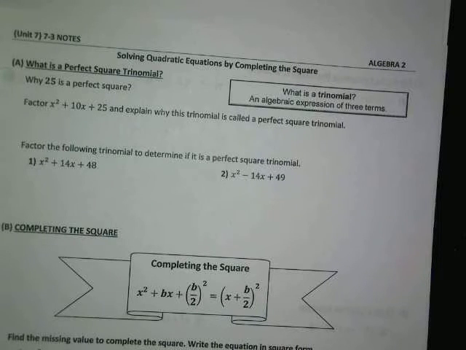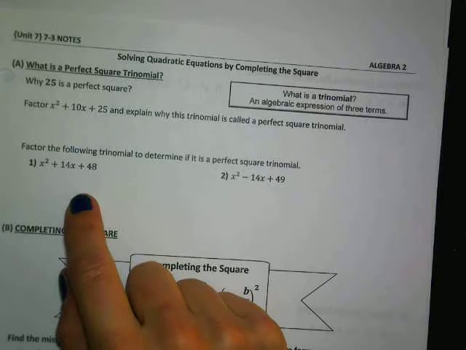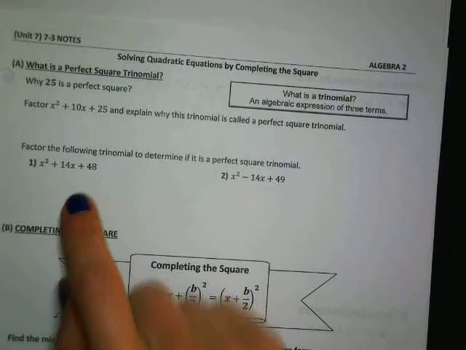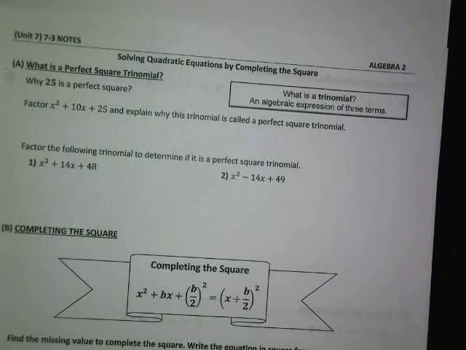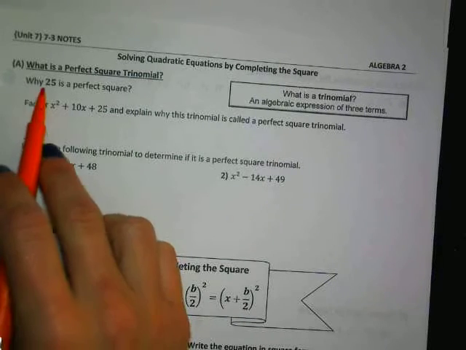So when you solve by completing the square, you can do it with trinomials, which is why it's beneficial. It's one of the ways that you can solve trinomials without a calculator. All right, but part B, we are just going to get used to the idea of what a perfect square trinomial is. So first of all, 25.